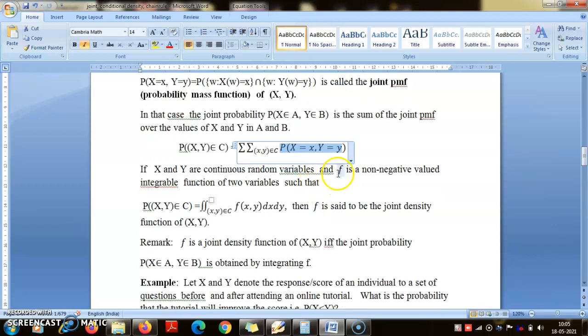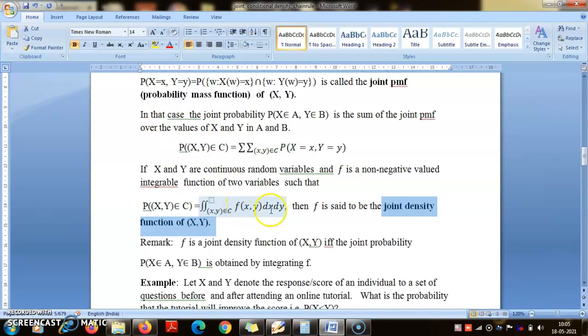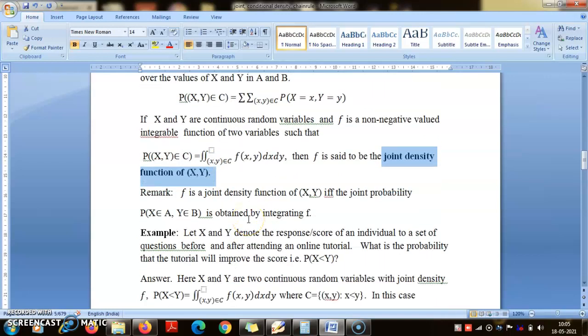In that case, suppose f is a non-negative valued function of two variables which integrates to 1. Then we can call it the density function, in this case the joint density function. The difference is that the density function is a function of two variables. And how do we compute the probability? We compute it by computing the integral with respect to x and y, where x and y satisfy the condition in C.